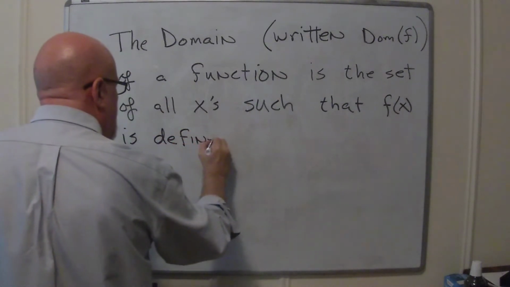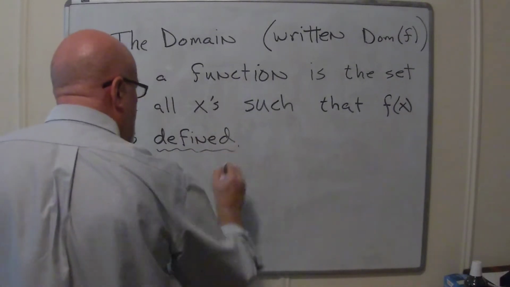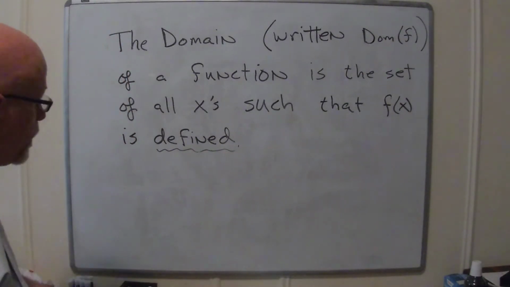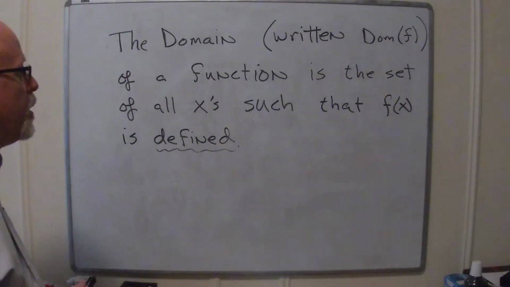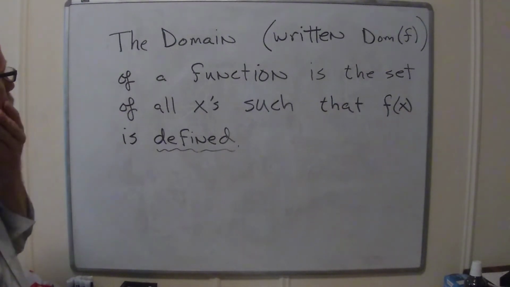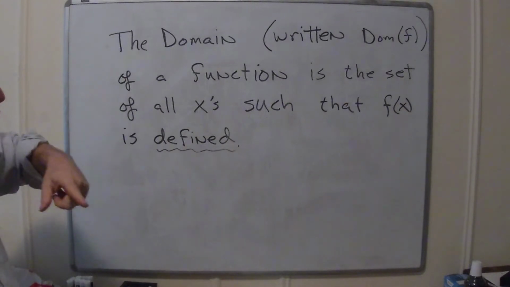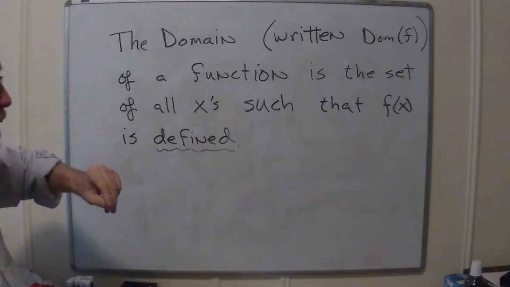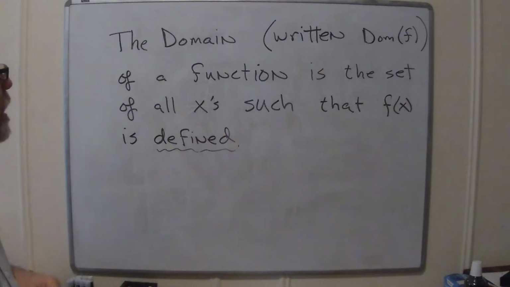Which is a slightly unusual use of the word defined. I don't mean like defining a word. I mean saying that at that x value, we can actually come up with a y value. We can come up with an output value. So the way I defined a function, that was sort of automatic. It was the x values that the function assigned somewhere.